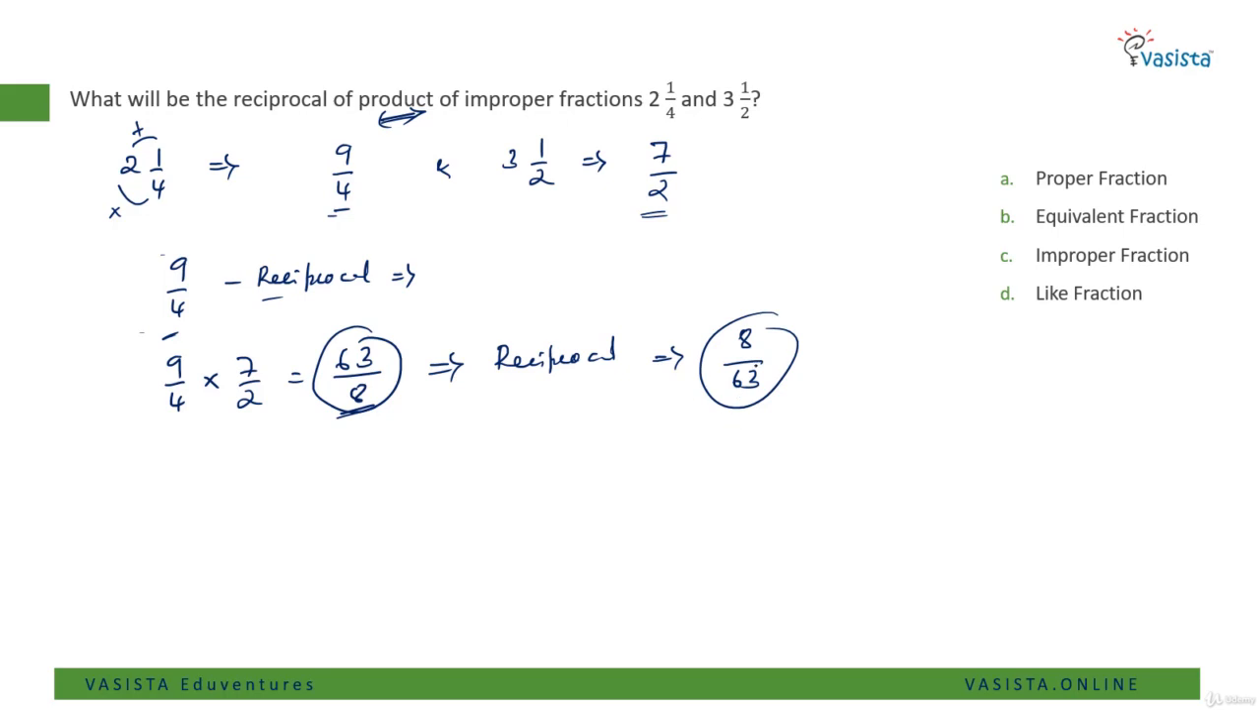So 8 by 63 is nothing but a proper fraction, right? A proper fraction is the one in which the numerator is less than the denominator. So 8 by 63 is a proper fraction. Option A is the right one.